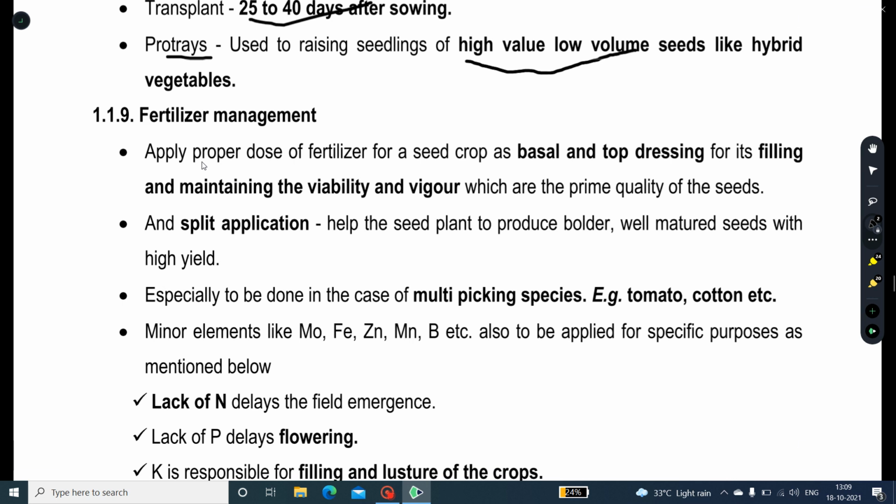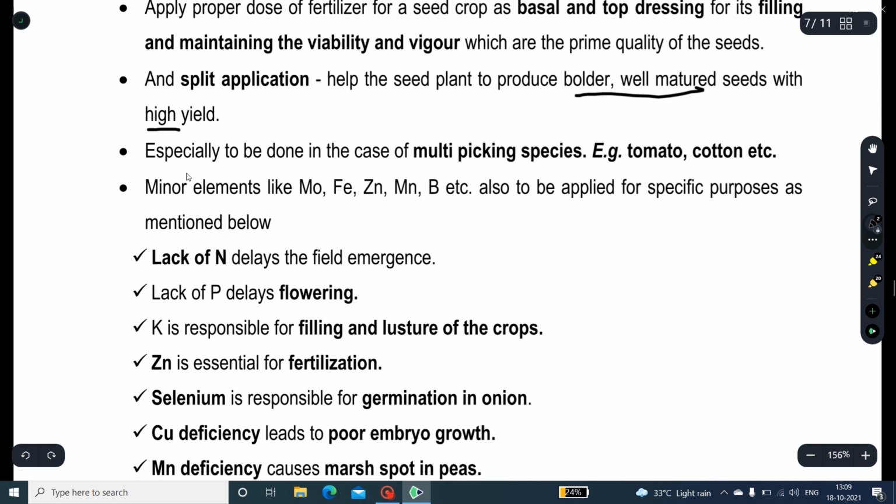Apply a proper dose of fertilizer for a seed crop as basal and top dressing for seed filling and for maintaining viability and vigor, which are the prime qualities of seeds. Split application is also followed, which helps the seed plant to produce bolder, well matured and higher yielding seeds. Especially it is done in the case of multi-picking species like tomato and cotton. Minor nutrients like molybdenum, iron, zinc, manganese and boron are applied for specific purposes as mentioned below.